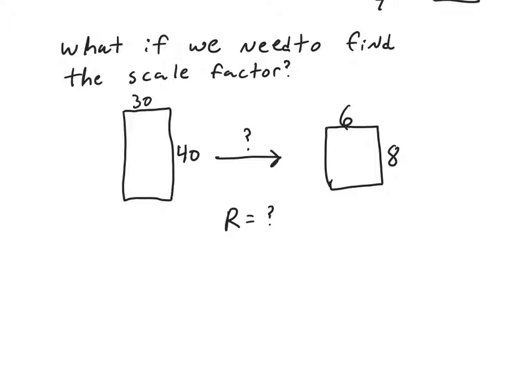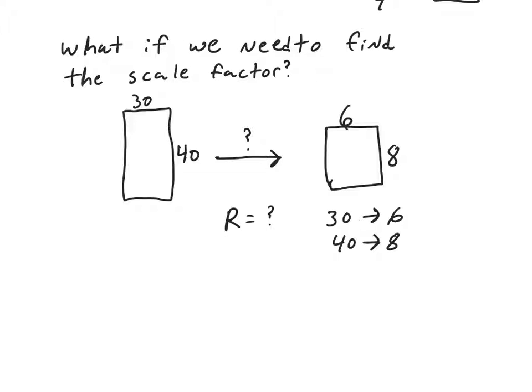First of all, I need to match up two sides. I need to make sure that I match them. Looking at my drawing, I have 30 and 40 and 6 and 8. The small number is going to go with the small number, and the large number is going to go with the large number. So the 30 is going to become a 6, and then the 40 is going to become an 8. I can use either one of those, or if you want to be sure that you're doing it right, check both of them. You should get the same answer using both. I'm going to do both.